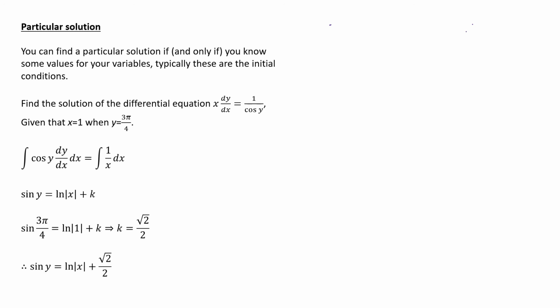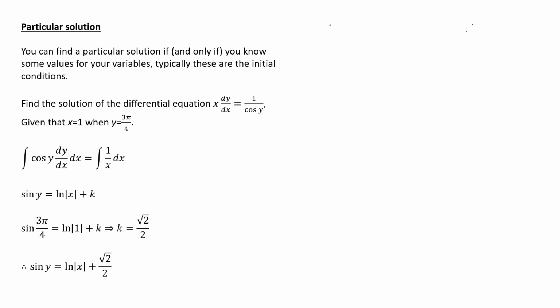Easy peasy lemon squeezy. So my final solution, which is the particular solution in this particular case, because it is dependent on those particular pair of initial values or values that you're given, sine y is equal to ln x plus root 2 over 2 or something equivalent.